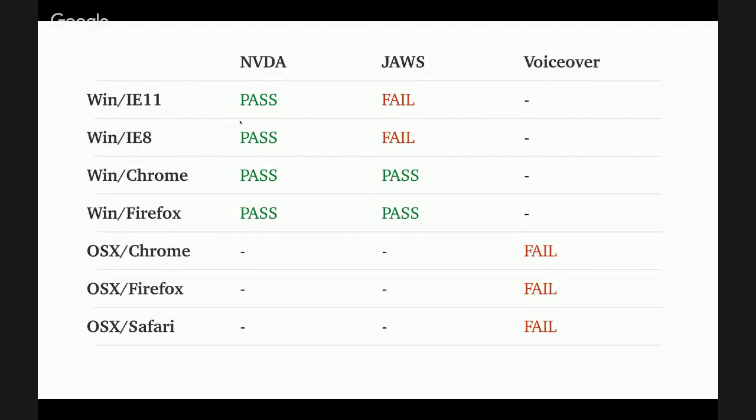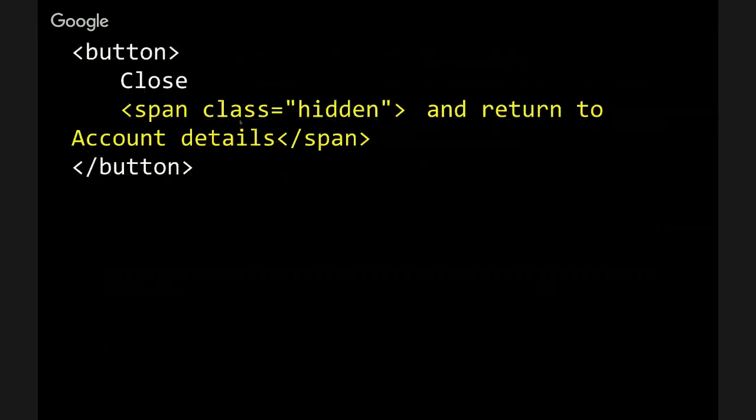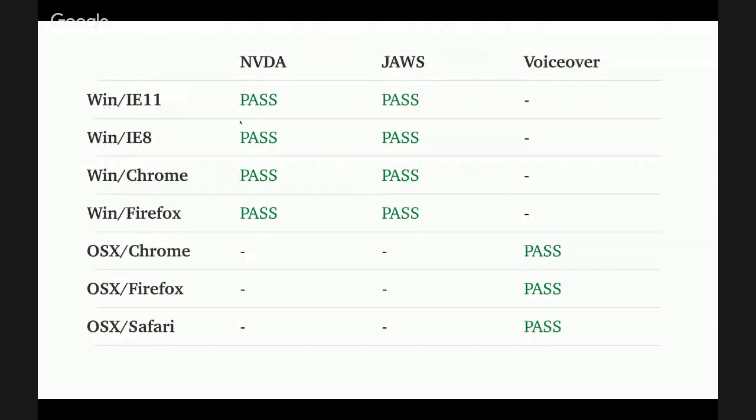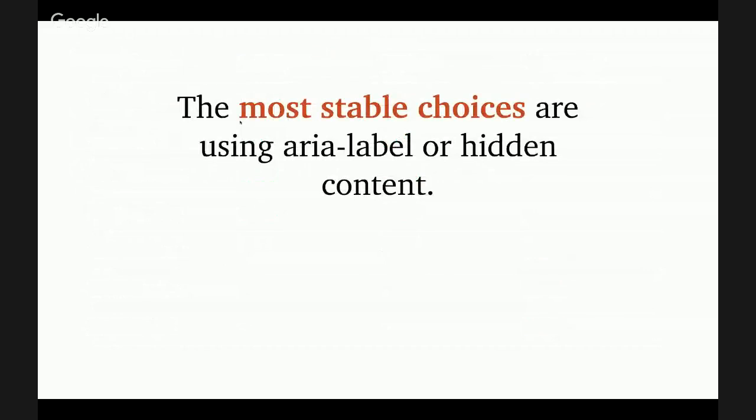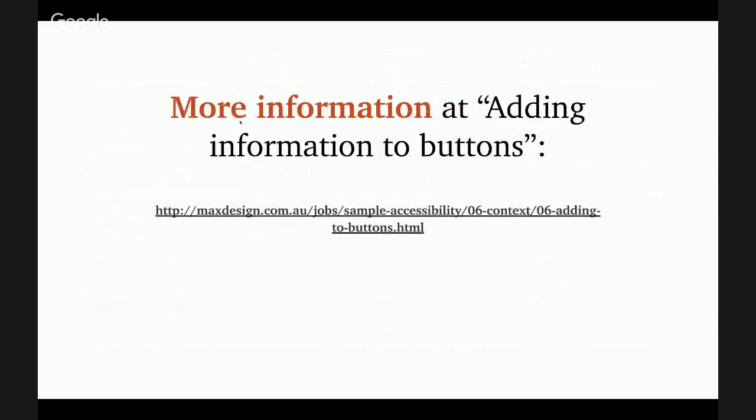It fails in IE11 and IE8 for JAWS, and it fails in all the VoiceOvers, Chrome, Firefox and Safari. And then of course we've got our hidden version again. So inside the button we hide some content and push it off screen. And that, like our link one, is very robust and passes all tests. So the two most stable choices here are using ARIA label or the hidden content version. And again, more link information here.